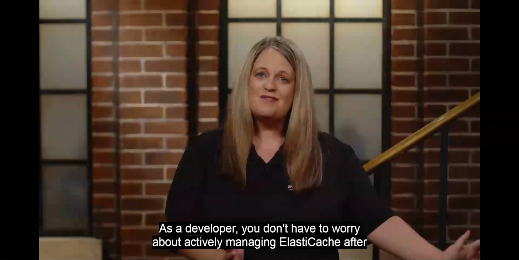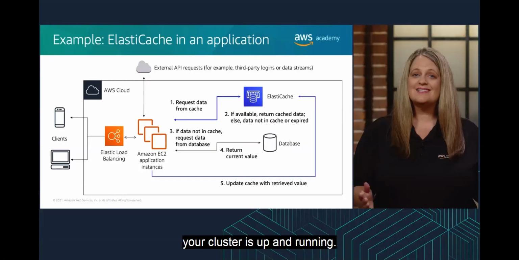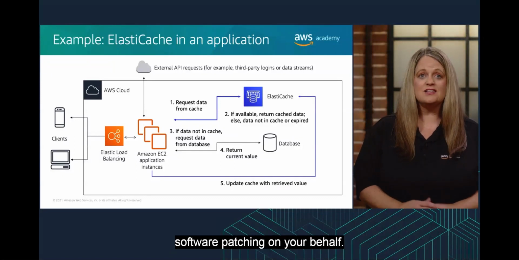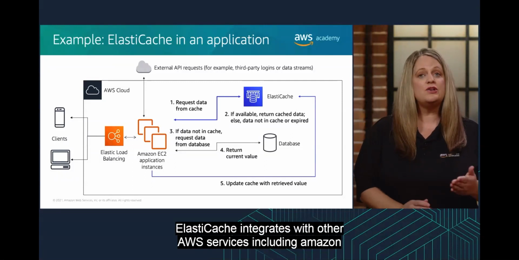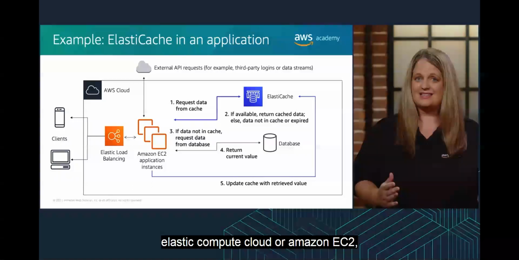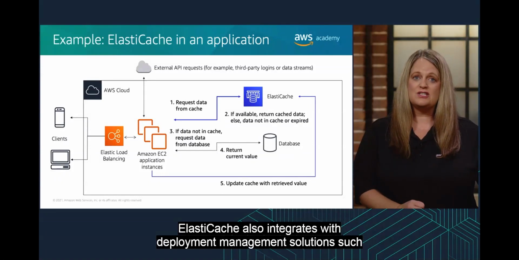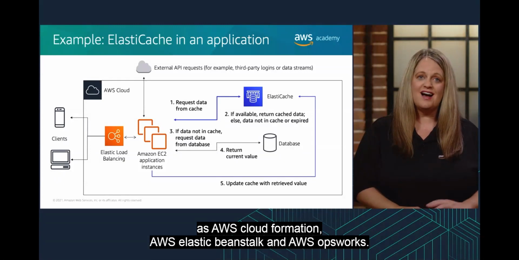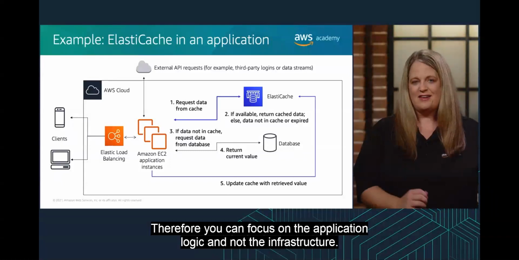As a developer, you don't have to worry about actively managing ElastiCache after your cluster is up and running. ElastiCache is a managed service, so it handles administrative tasks like provisioning, failure detection, and software patching on your behalf. ElastiCache integrates with other AWS services, including Amazon Elastic Compute Cloud or Amazon EC2, Amazon Relational Database Service or Amazon RDS, and Amazon DynamoDB. ElastiCache also integrates with deployment management solutions such as AWS CloudFormation, AWS Elastic Beanstalk, and AWS OpsWorks. Therefore, you can focus on the application logic and not the infrastructure.